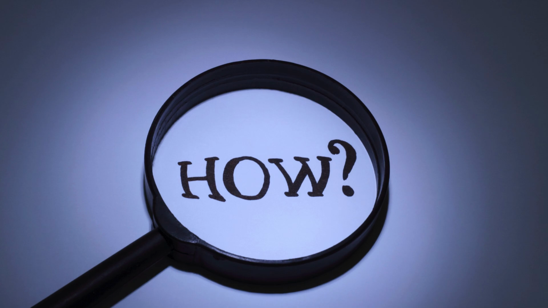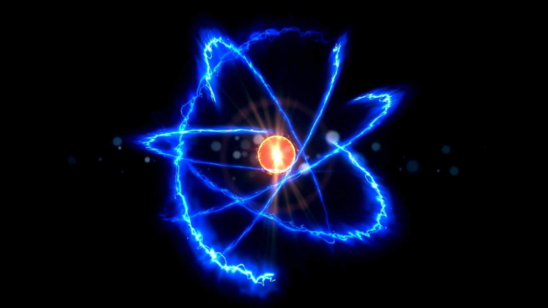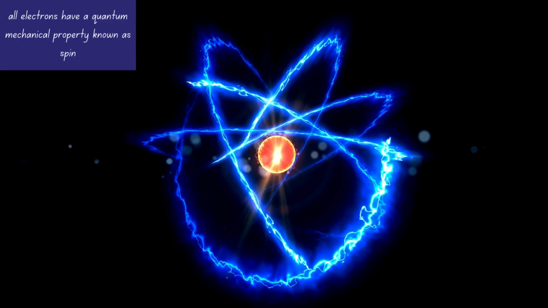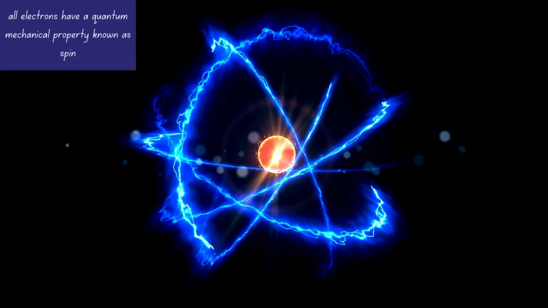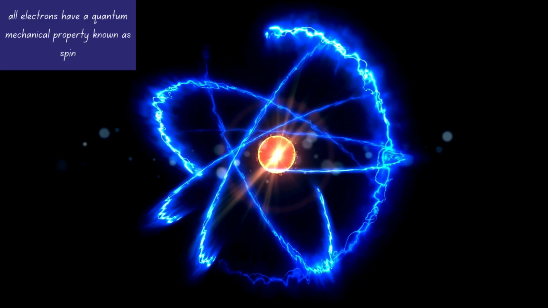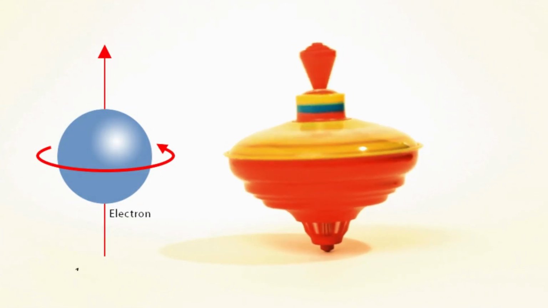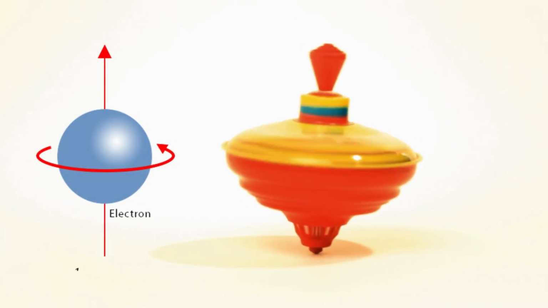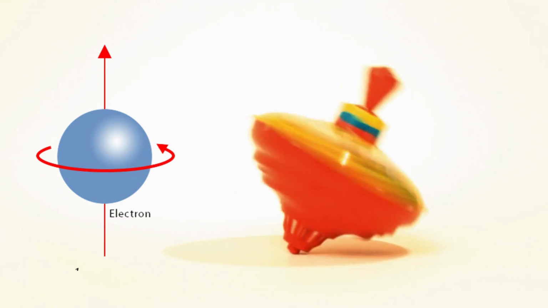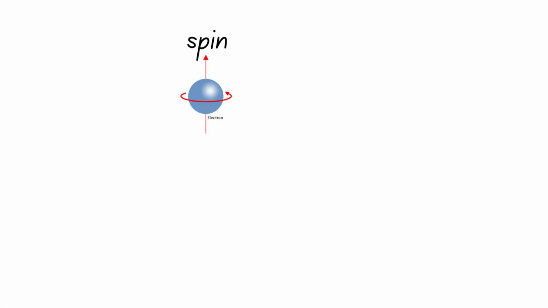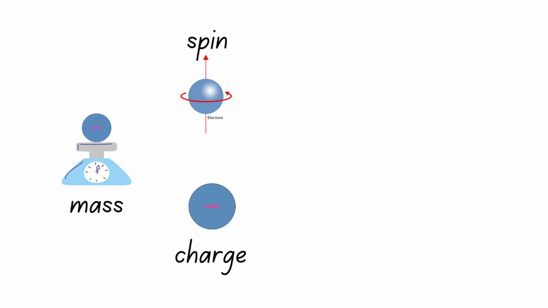So, how do permanent magnets work? The answer lies within electrons inside the atoms of a material. All electrons have a fundamental quantum mechanical property known as spin. It can be thought of as the electron's intrinsic form of angular momentum, much like a tiny top spinning on its axis. However, it's important to note that electron spin is a purely quantum phenomenon and doesn't have a direct classical analog. Spin is a fundamental property of all electrons, just like charge and mass.